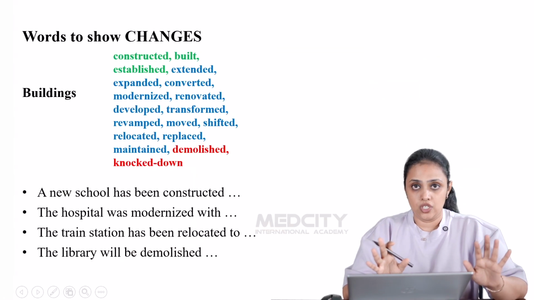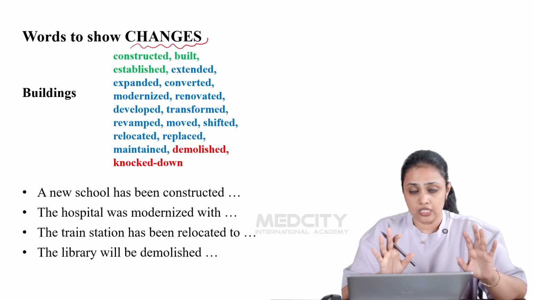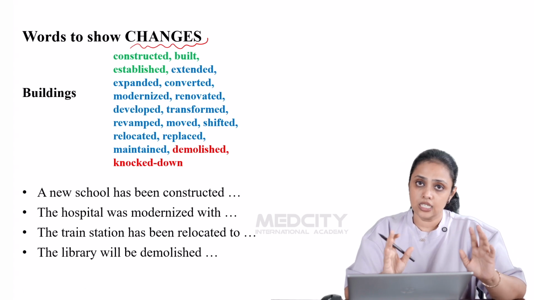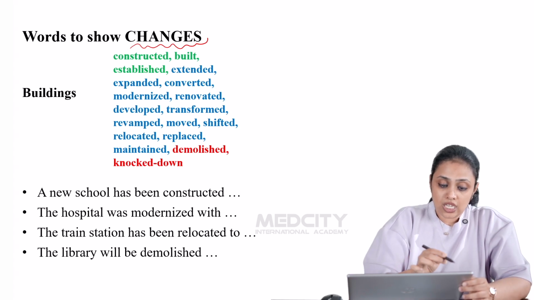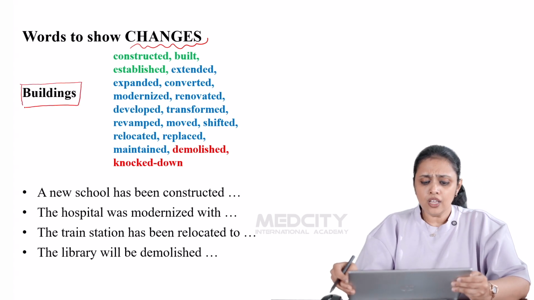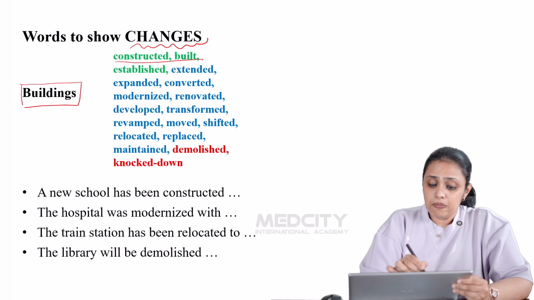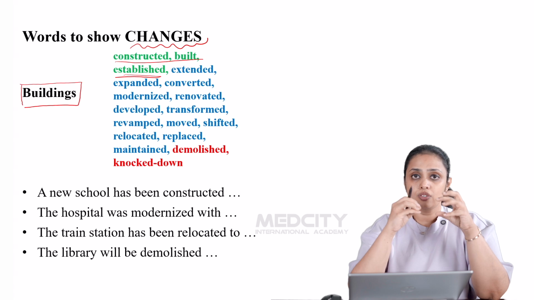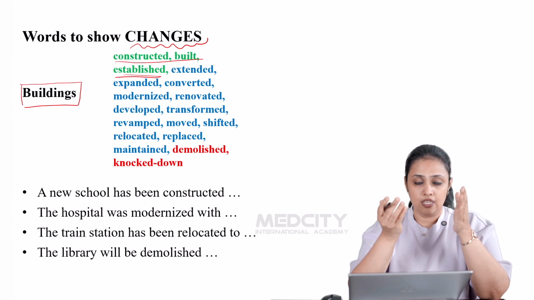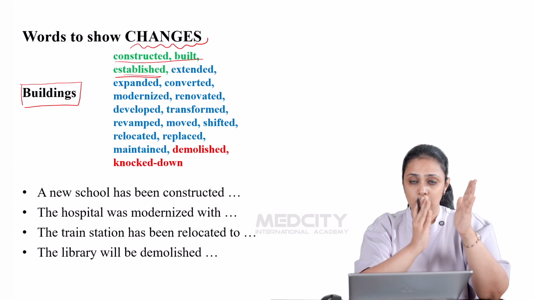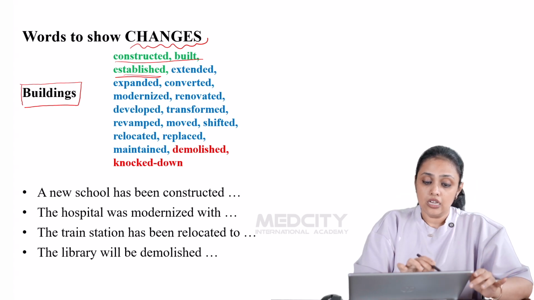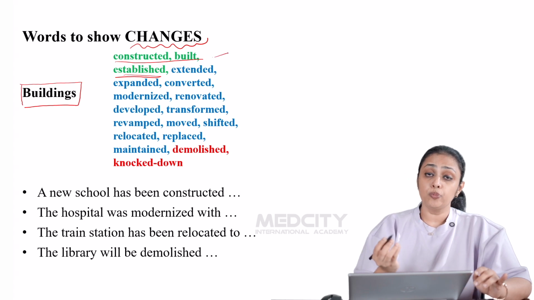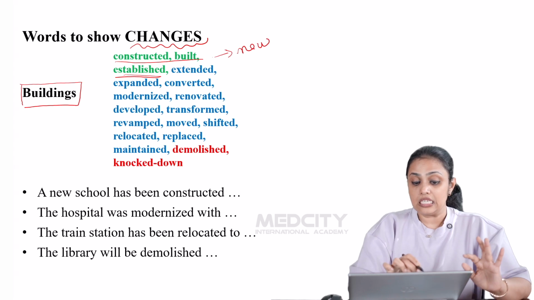Basically, we'll be describing changes in a map. I said that we get maps from two different time periods and you have to describe the changes that happened in a place over the given time period. So words to show changes related to buildings: constructed, built, established, which you can see in green color. These are used when something has been newly introduced. If there is a new hospital, a new school, a new auditorium, then you can say that a school has been constructed or built, or a hospital has been established. When you're putting in something new, you can go for these words which you see in green.